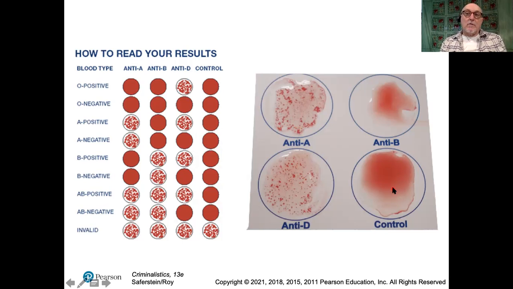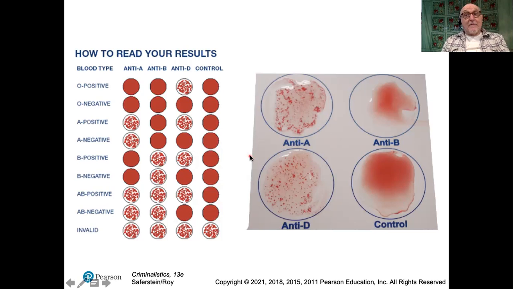You always do a control. You always have a control that's done just with a little bit of serum with no antibody, because it can happen that the blood can begin to coagulate itself out of solution, and then you toss that and redo your test. So the control remains unagglutinated.